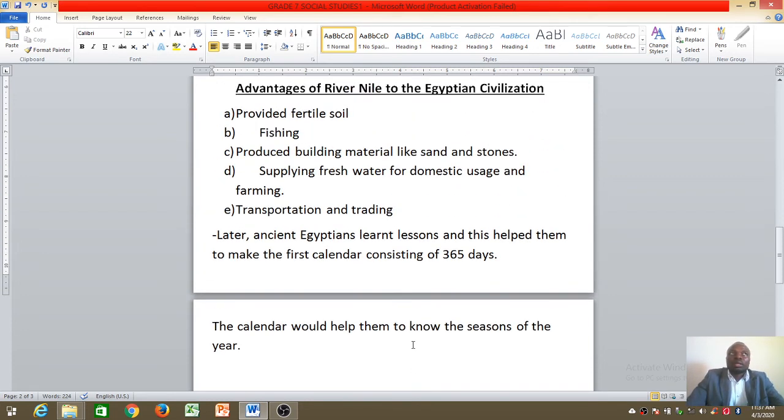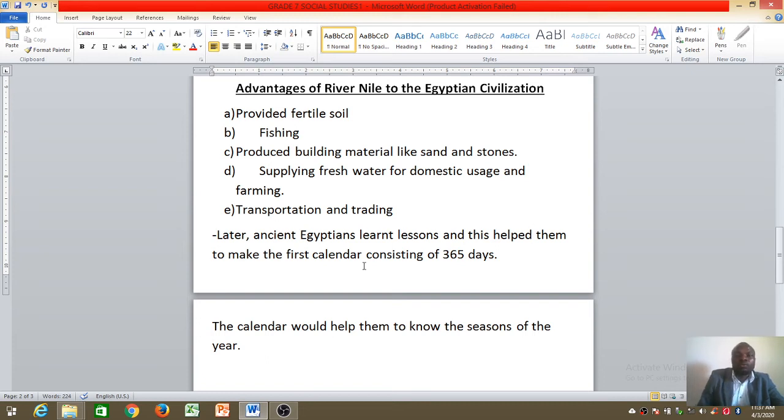Now, in summary of what we have learned today, ancient civilization in Africa particularly started in Egypt. Egypt is located in modern day northern part of Africa, in the Sahara Desert. And so this civilization was commonly known as Egyptian civilization. It was very easy for Egypt to become developed because of River Nile.